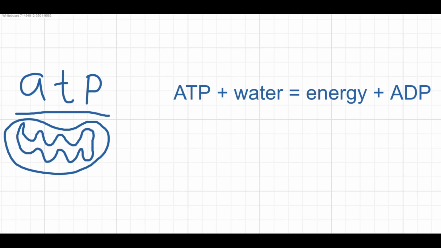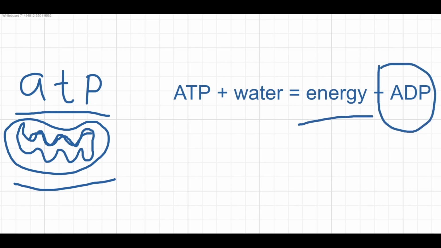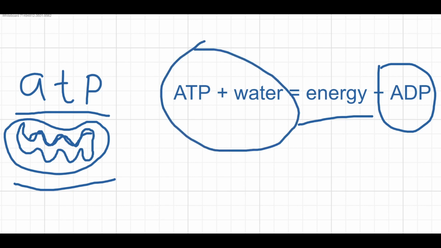ATP, also known as adenosine triphosphate, is an energy source which is found in the mitochondria. Now, more specifically, it's produced in these flaps of these mitochondria, and ATP can react with water to form large amounts of energy and another side product. For now, you only need to know that ATP is an energy carrier, and when it reacts with water, it produces a lot of energy. This reaction is known as hydrolysis.